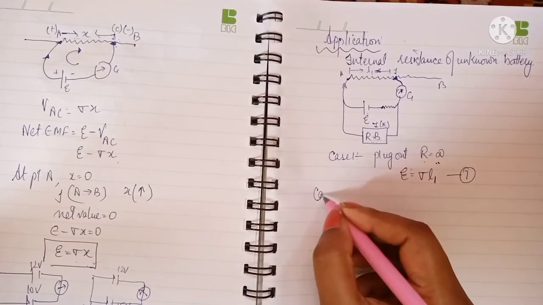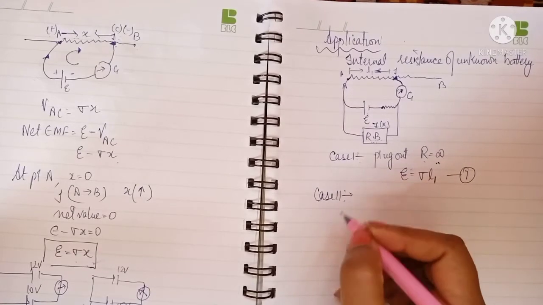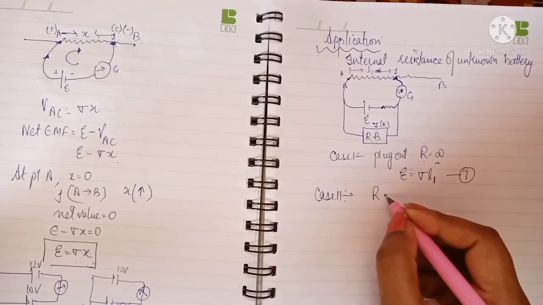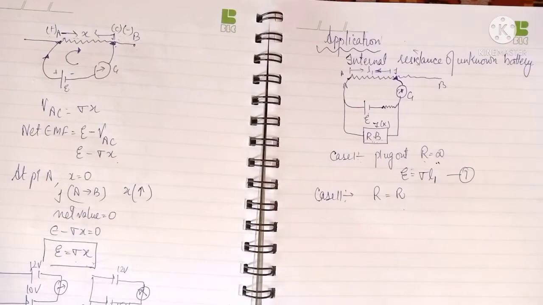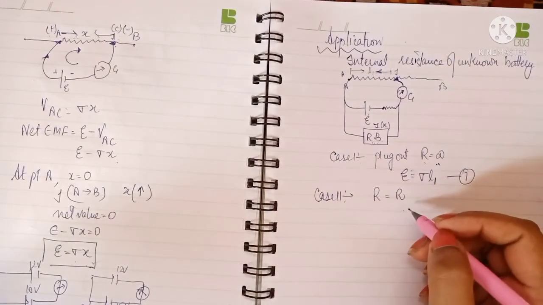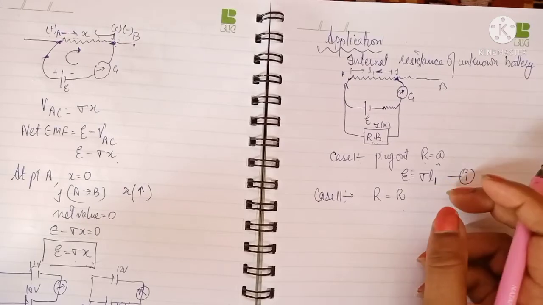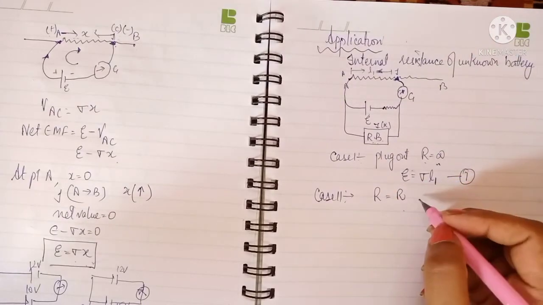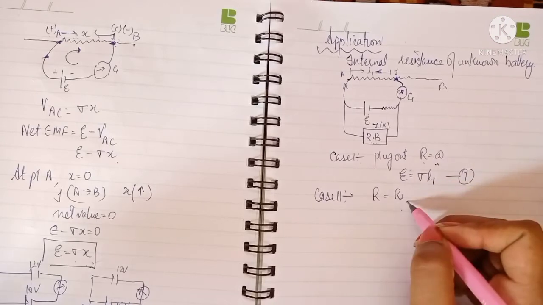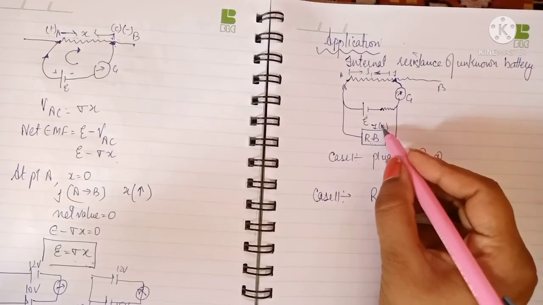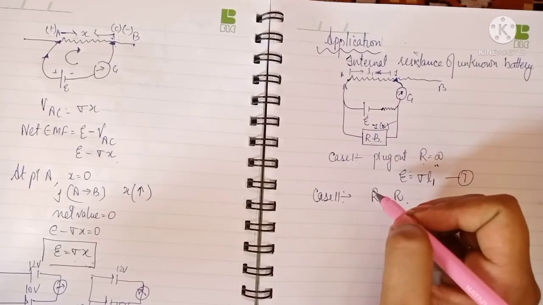Okay, now case number 2. Now what will you do? This resistance will be taken as R. Now this is not infinity. Let's say its value is like 3 ohm, 4 ohm, 5 ohm, whatever you want to choose. You can choose the value from the resistance box, but it is not infinity. Now if it is not infinity, that means current will also flow through the resistance box.